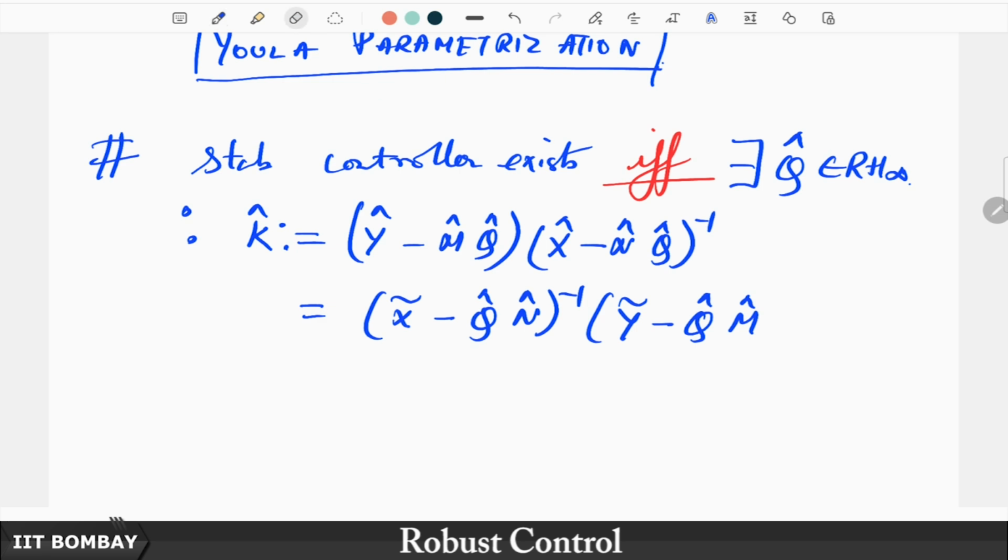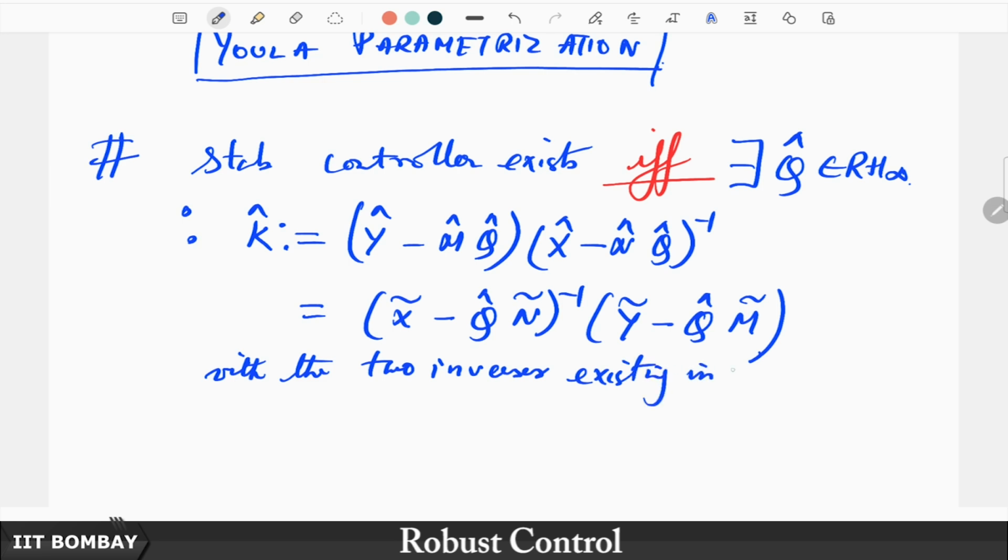Yeah, it should be the tilde. Right. So, this is the left co-prime factorization, with the two inverses in the left and the right co-prime factorization, that is with the two inverses existing in RP, that is, they are proper.